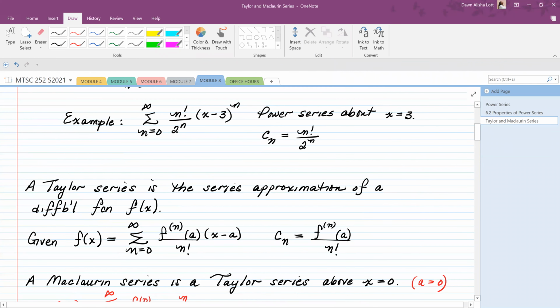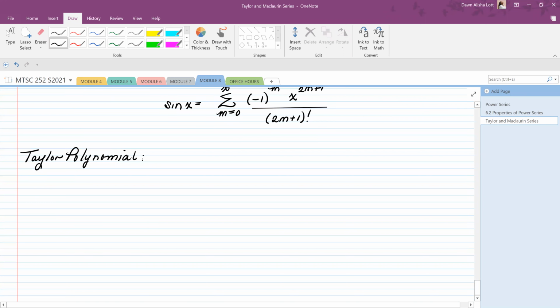So a Taylor polynomial is a polynomial of degree n, and it approximates a function f of x, which is the sum from n equals 0 to infinity of the nth derivative at some a times x minus a to the n over n factorial.